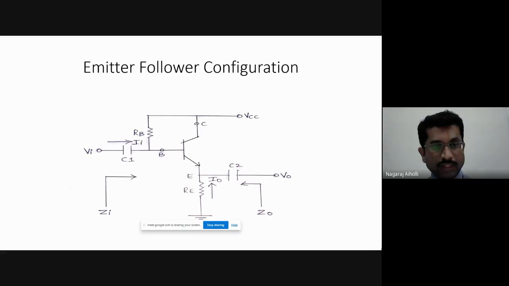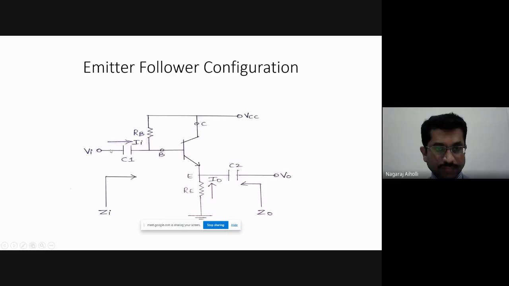Here input voltage is Vi, which is applied to the base terminal. Output voltage is taken from the emitter terminal. Note that output voltage is taken from the emitter terminal in emitter follower configuration. RB, base resistance, is present. Collector resistance is not present in emitter follower. Then emitter resistance is present, which is connected from the emitter to ground. Input impedance Zi, output impedance is Z0. Then VCC is applied to the junction of the RB end and the collector terminal.